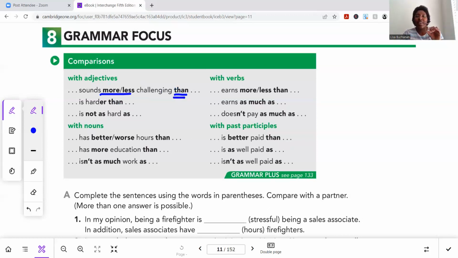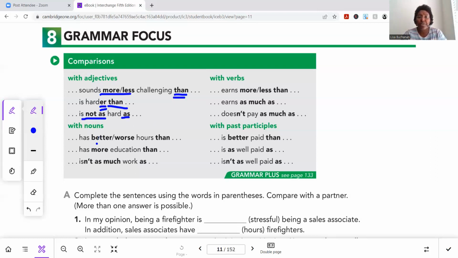The then with an E means next. This one is not that. We are comparing, so you have to use than with an A. So more or less than. Also harder than. So when we compare, you can add an ER. Most words you can add an ER, not everything, but just ER lets us know that we are comparing. Not as with as is not as hard as, like math is not as hard as reading.